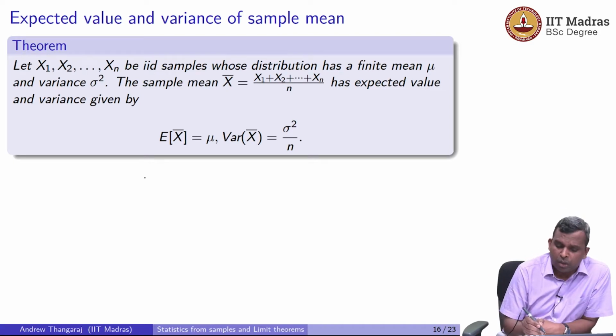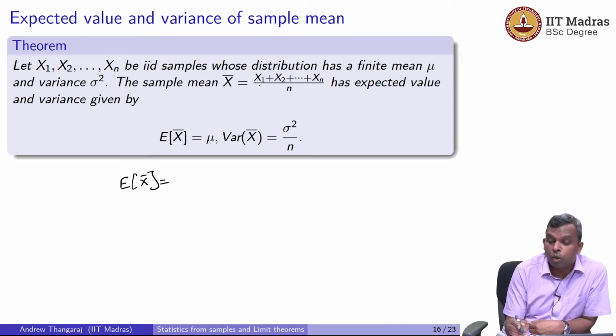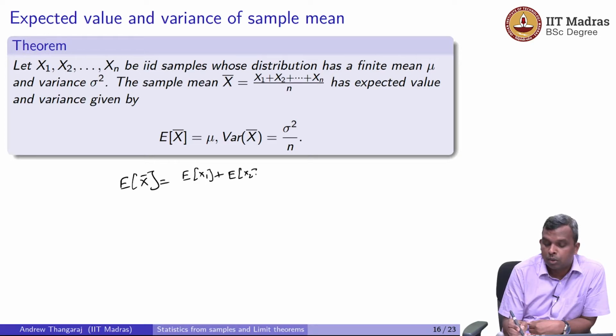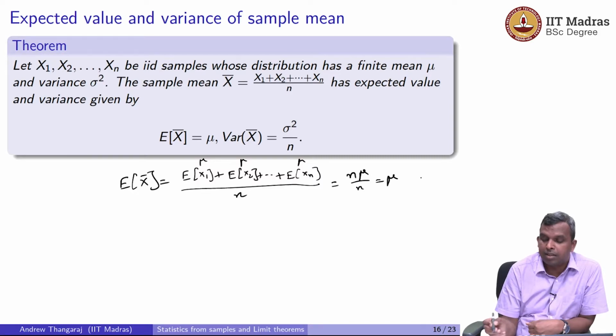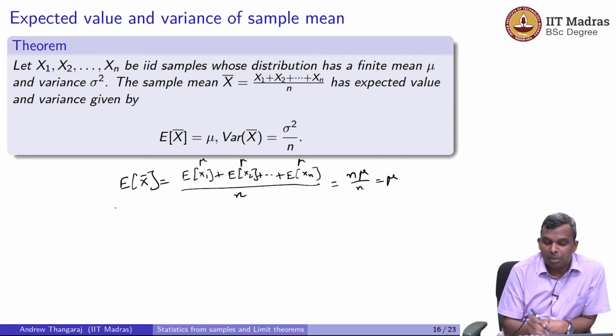Okay, I'm not going to go into detail on the proofs, but the proof is not very hard, right? So expected value of x bar, expectation is linear, so you get expected value of x1 plus expected value of x2 plus so on till expected value of xn divided by n. Okay, and what are each of these things? Each of these things are mu, right? So it's n times mu by n, and that's just mu. It's easy to see. Variance is a little bit more complicated.